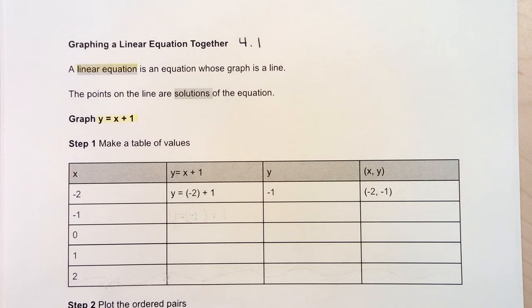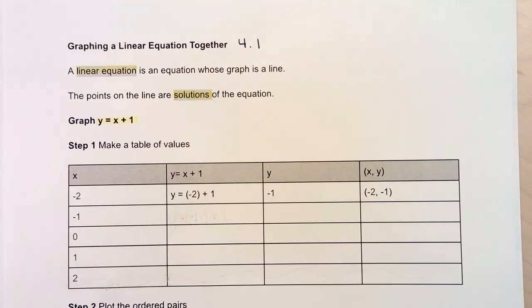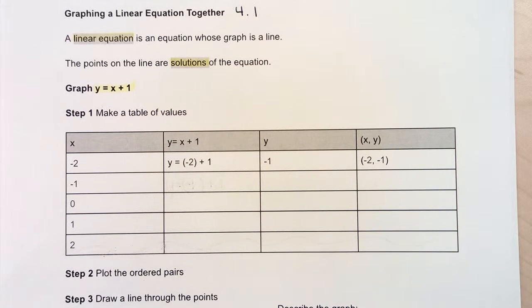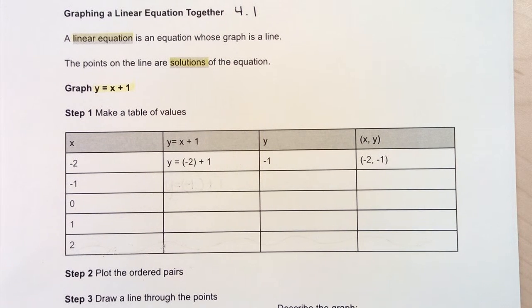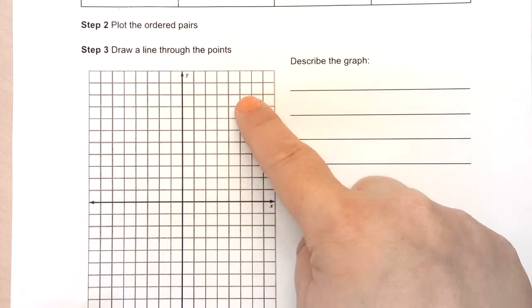The points that lie on the line on the graph are called solutions of the equation. So we are going to graph y equals x plus 1 by making a table of values first. And then we will plot our ordered pairs. Then we will draw a line through those points to draw the line of the graph. And then we'll describe it.